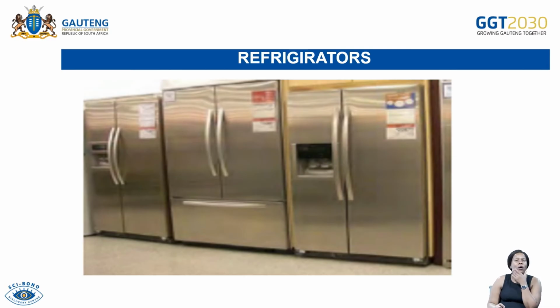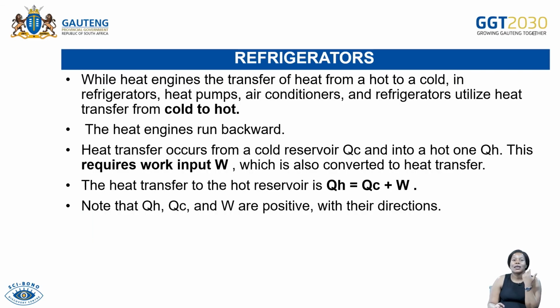Now let's look at how refrigerators operate. While heat engines transfer heat from the hot to the cold substances, in refrigerators, and not only refrigerators but also heat pumps and air conditioners, they all utilize the heat transfer from cold to what? To hot, which is vice versa of what we were talking about. So they need a special heat engine to do that conversion.